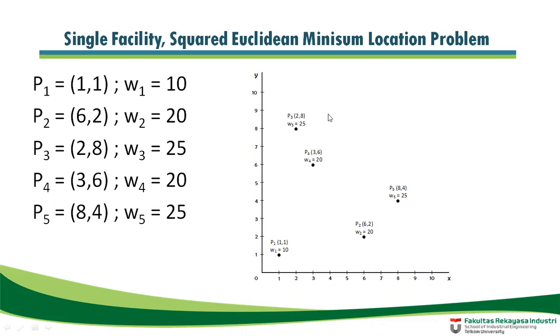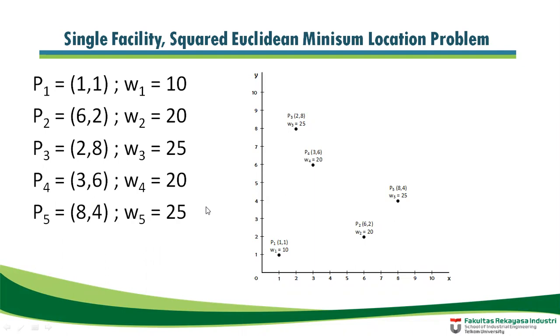So I have 5 retailers that should be close to the new warehouse. I want to locate the new warehouse according to my current retailers, which consist of 5 retailers, and each retailer has specific coordinates P1, P2, P3 to P5, and each of them has a different weight.